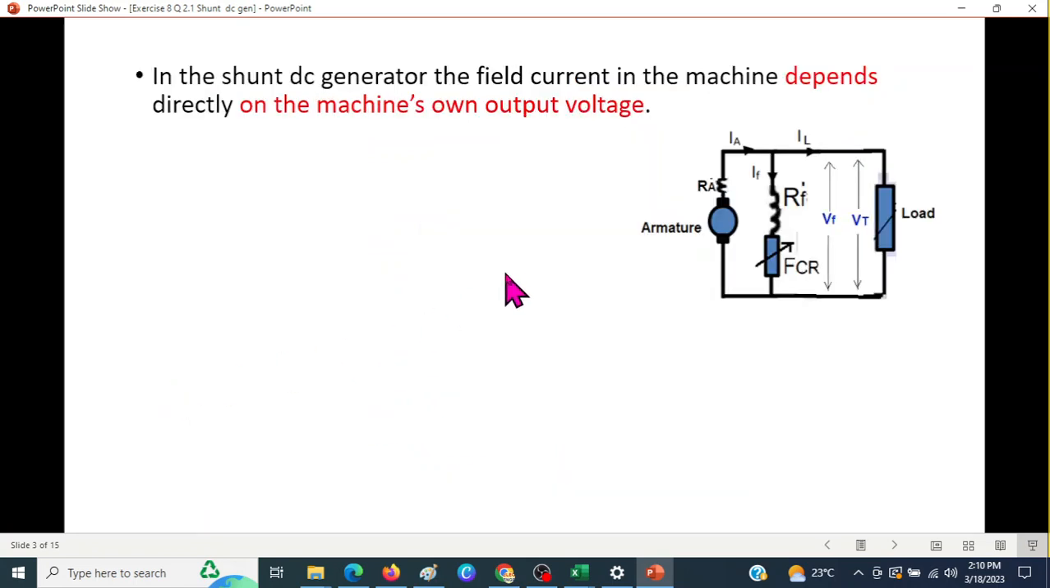Now, what is a shunt generator? Briefly, in the shunt DC generator, the field current in the machine depends directly on the machine's own output. So this is the armature, or this is where the voltage is produced. This is field current and load. So any voltage produced is actually feeding the field. So the field current depends on the machine's own output.